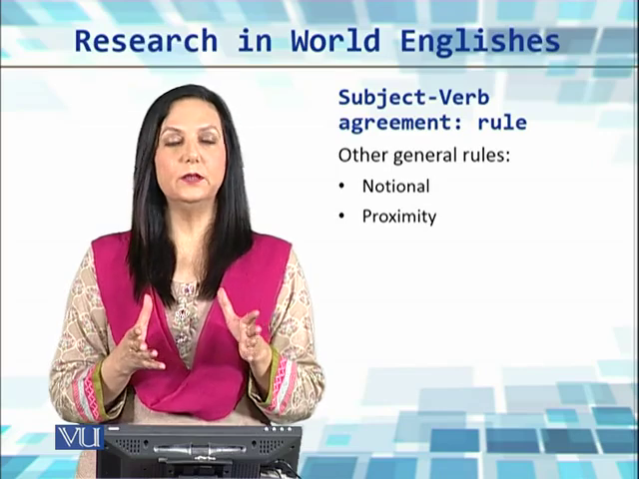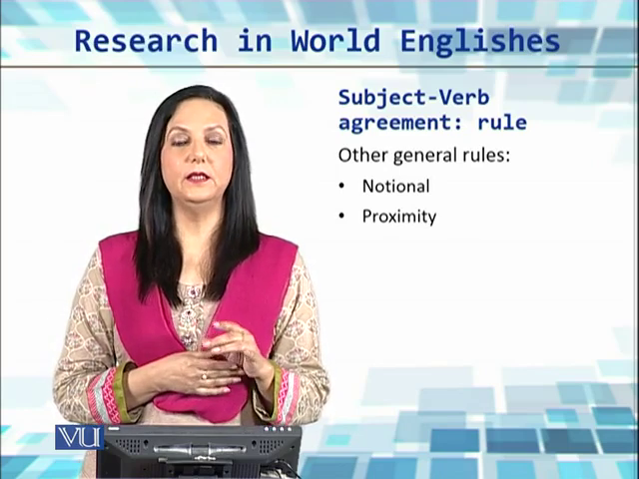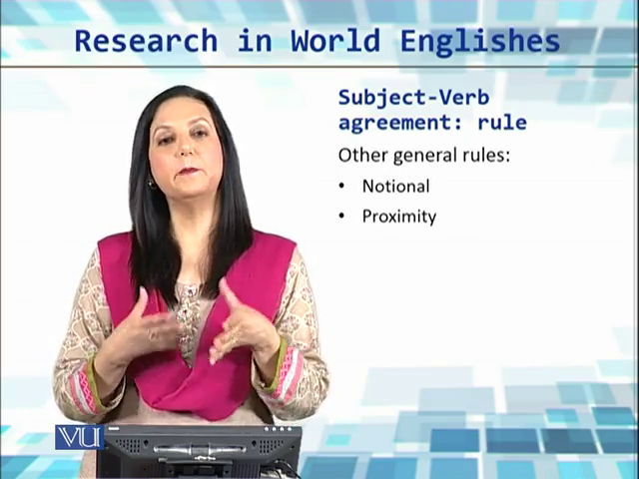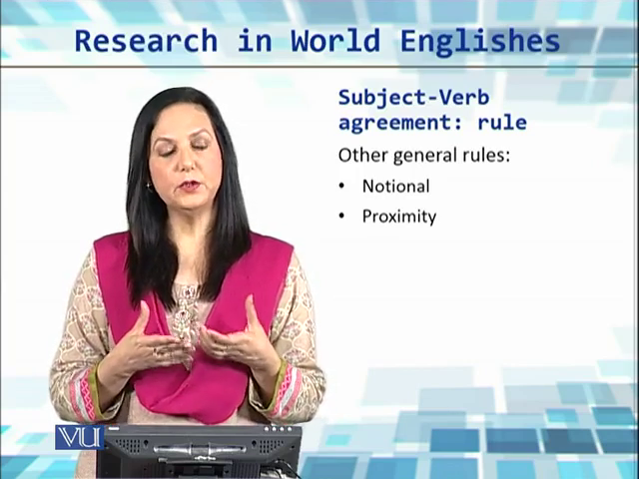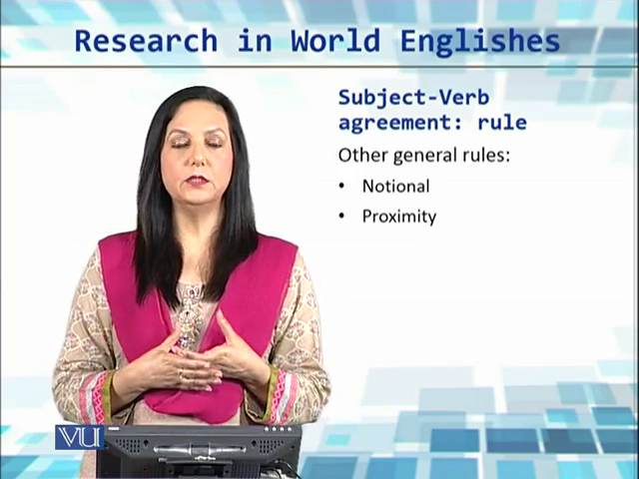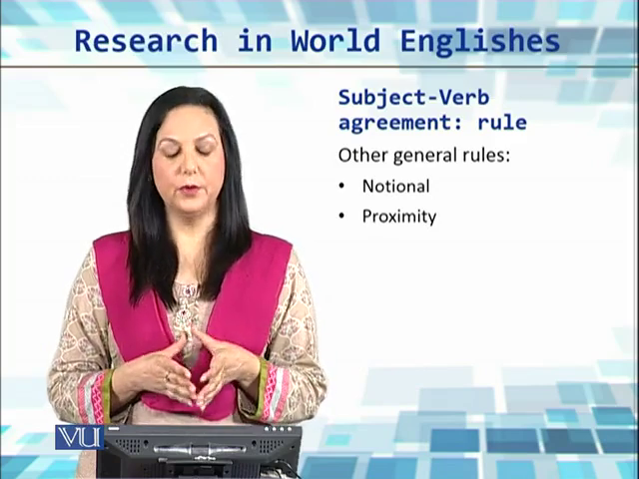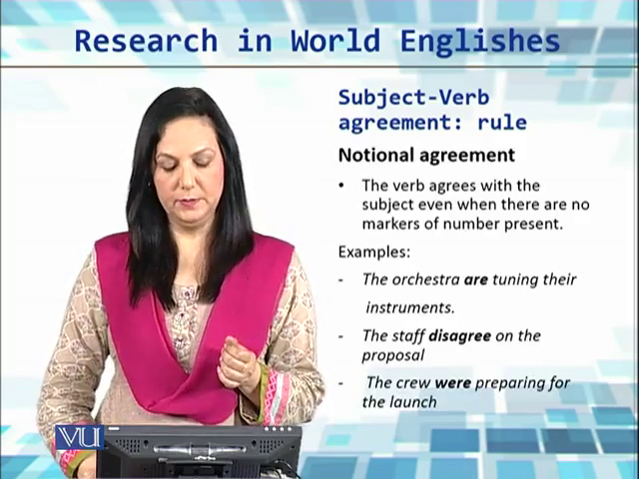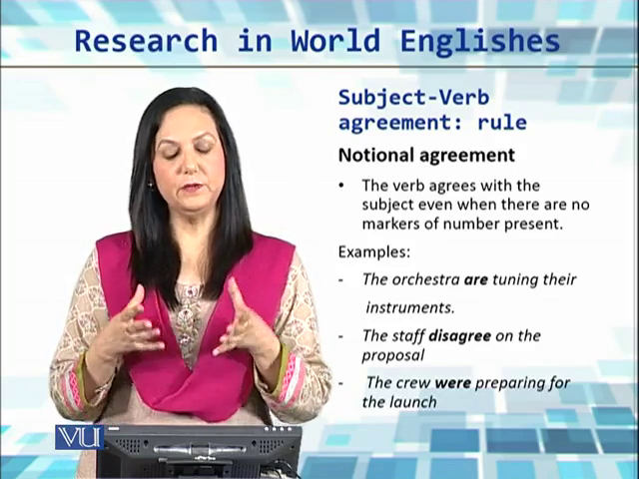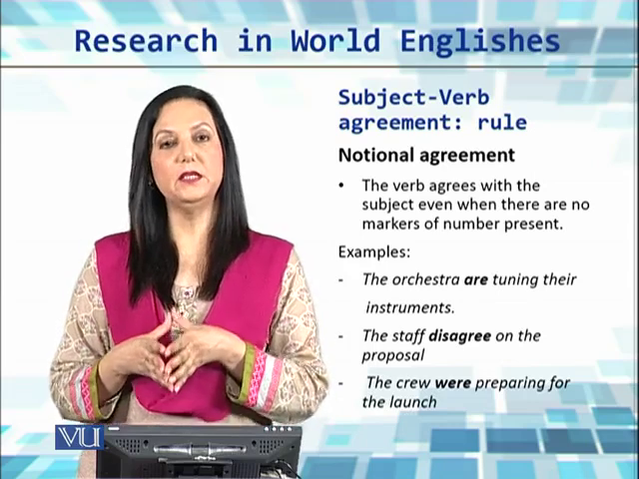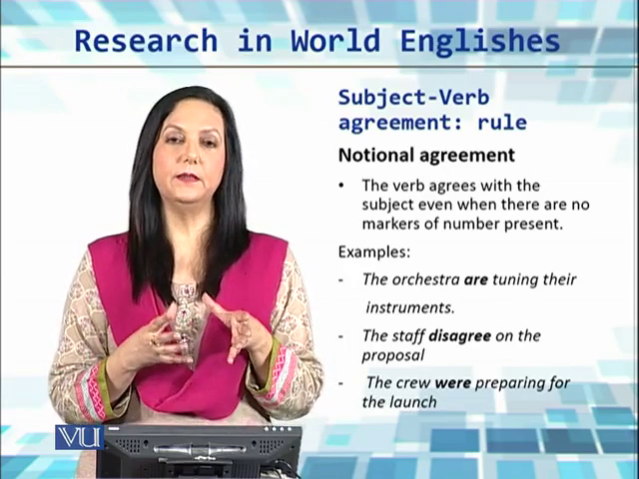This looks quite straightforward. The confusion starts when we start looking at the subparts of this rule. So there are other general rules of subject-verb agreement, which are called the rule of notional agreement and the rule of proximity agreement. Now, what does this mean? A notional agreement is the kind of agreement where the verb agrees with the subject even when there are no markers of number present.